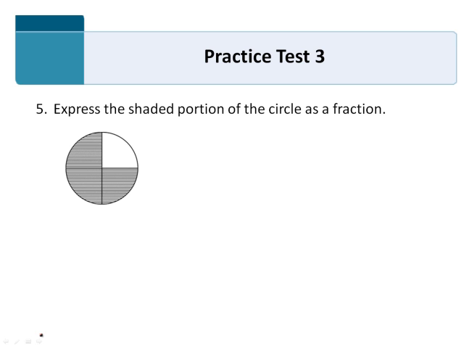All right, number 5, express the shaded portion of the circle as a fraction. The circle is cut into 4 pieces, 1, 2, 3, 4. So that's your denominator. And the shaded part, there's 3 pieces shaded, so it would be 3/4.